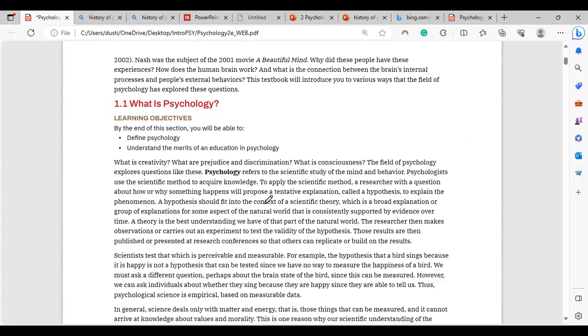So what is psychology? It refers to the scientific study of the mind and behavior. If you're going to define psychology, I think it's those two things. Psychologists use the scientific method to acquire knowledge. Just like with the myth of 10% of your brain, or if I say that playing Mozart's music to infants boosts their intelligence. I could say that in front of a crowd of people, and they'd be like, "Wow, that's great, wonderful. I have to do that."